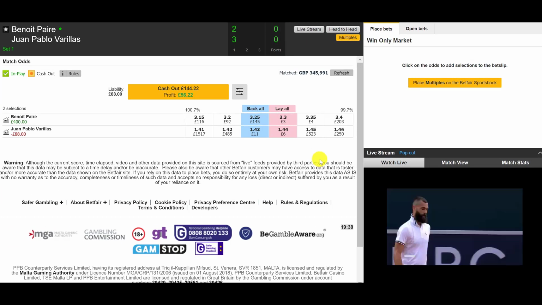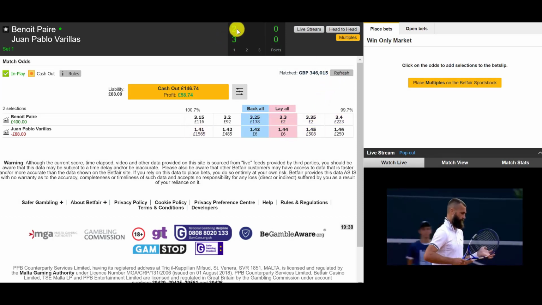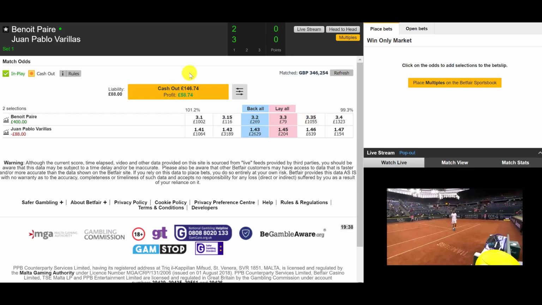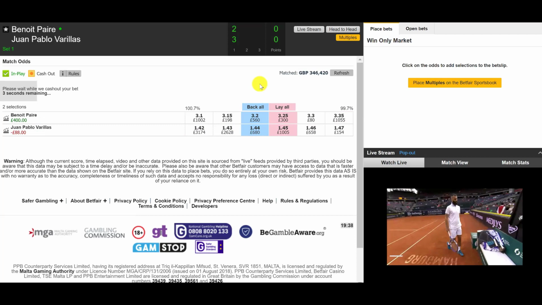Okay, and so, as expected, Paire has pretty much leveled it. It is 3-2 on the scoreboard, but he's now serving, and so the markets assume that when you're serving, you're going to win your service game. So now we can lock in that profit, okay? So let's just lock that in.